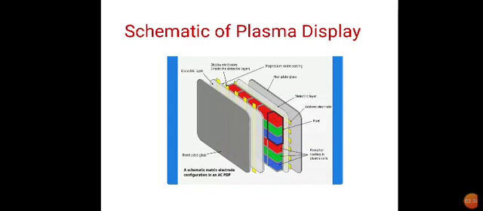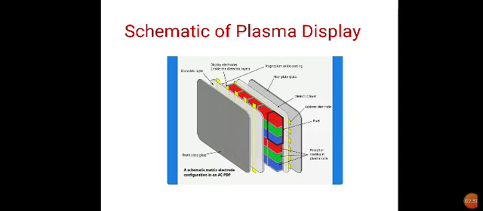As shown in this figure, two glass plates are taken which contain millions of tiny cells filled with gases like xenon or neon. Electrodes are placed inside both of the glass plates in such a way that they are positioned in front and behind each cell. Now when voltage is applied to the electrodes, they get charged and cause ionization of the gas inside the cell, resulting in plasma.